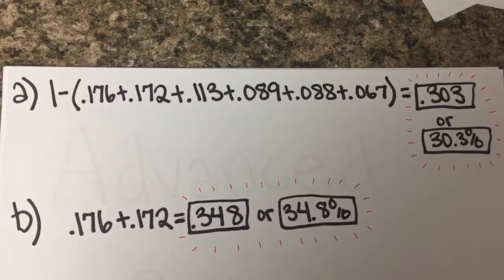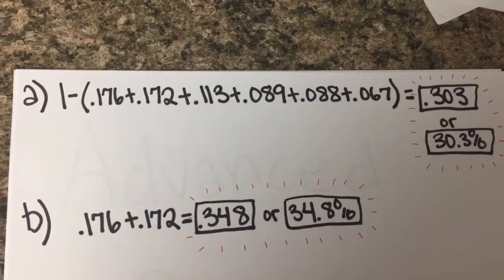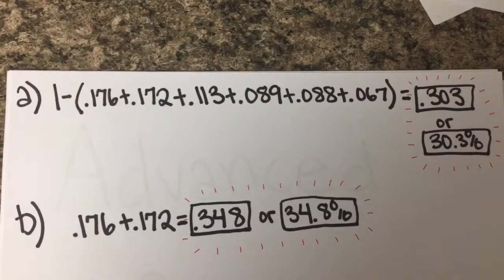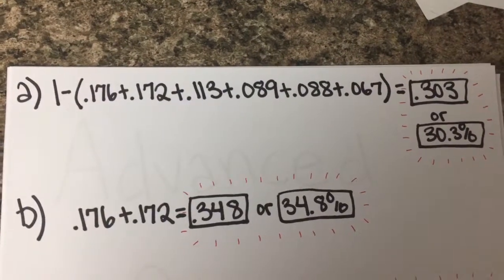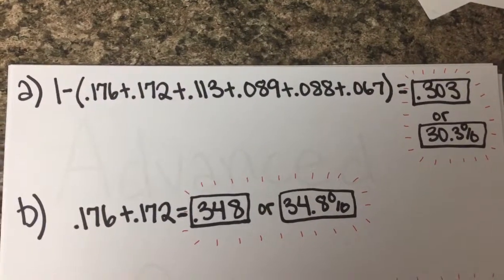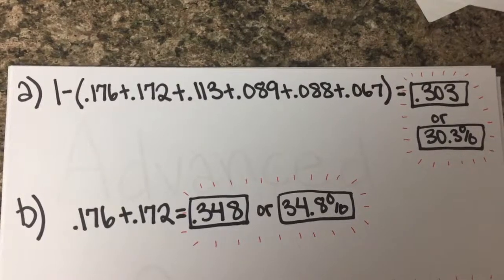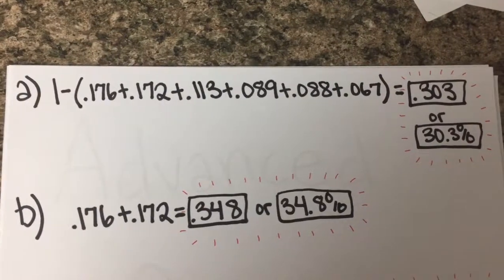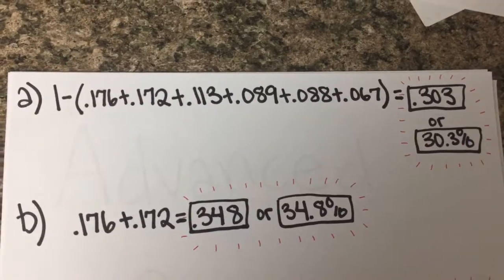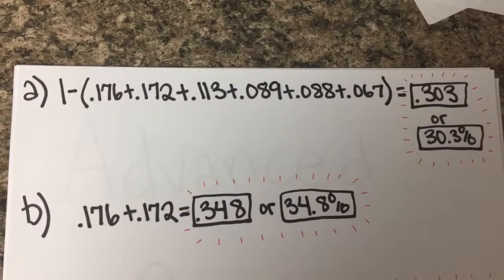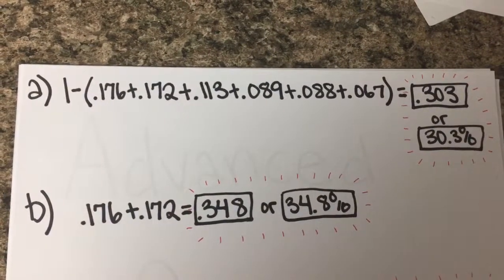Part A of the basic question asked, what is the probability that the vehicle you choose has any color other than the 6 listed? So to take that, you needed to add up all of the probabilities that they gave you and subtract that from 1, and you were left with 0.303 or 30.3%.